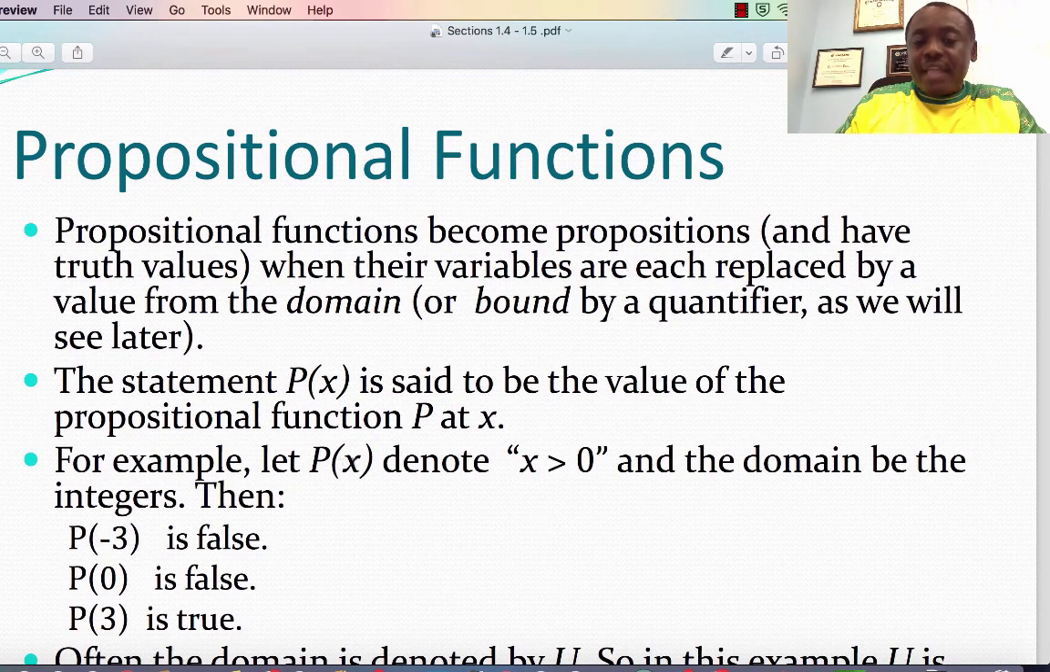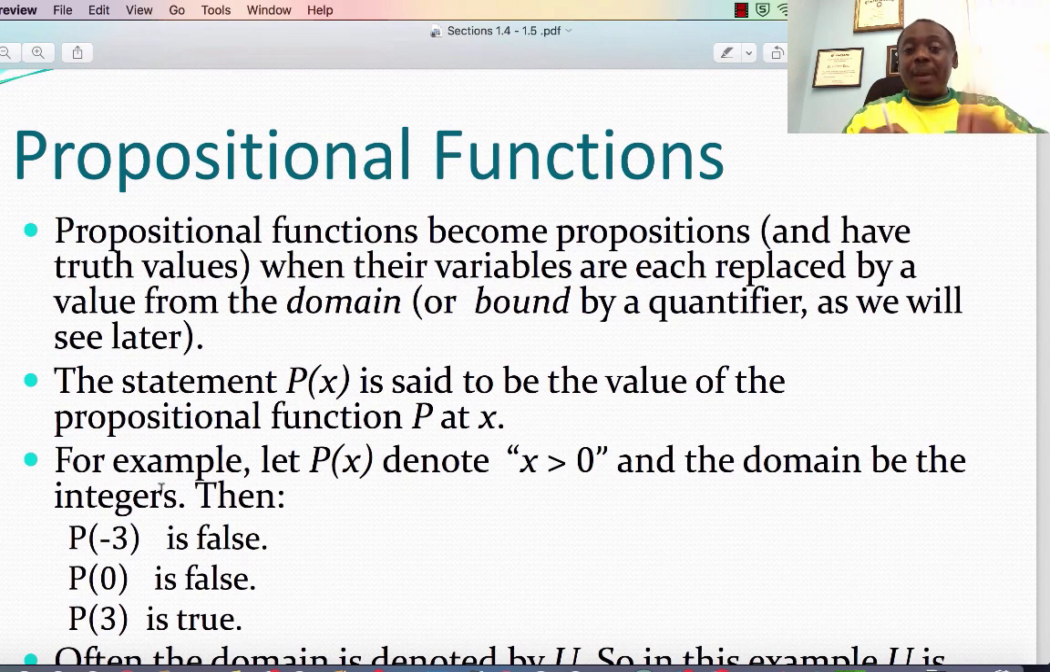Example, let P of X denote X is greater than 0, X is positive, and the domain is the set of integers. So P of X is our predicate, and X is our variable. And the statement is X is greater than 0, and the domain is the set of integers.